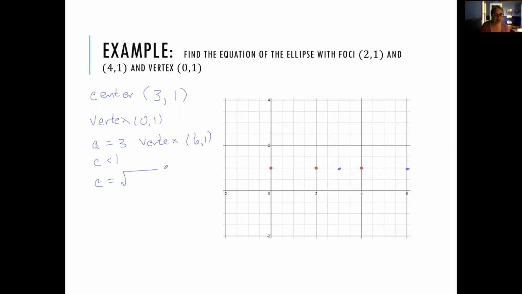So c is going to equal the square root of a squared minus b squared. So 1 equals the square root of 9 minus b squared. So 1 equals 9 minus b squared. Sorry, that's not 9. That's 3 squared. Oh yeah, that's right. So b squared equals 8.